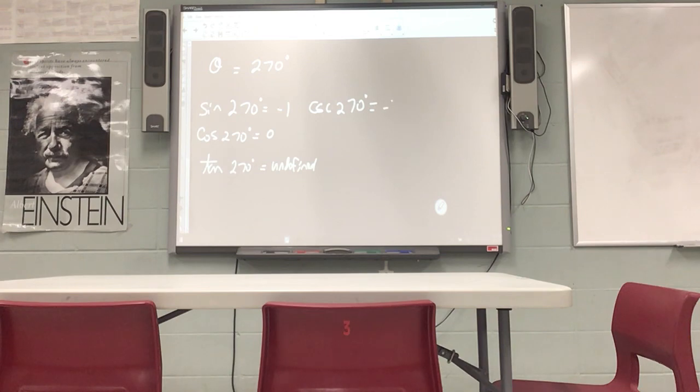Okay, look up here in the top right. -1 is the same as -1 over 1. So if you flip that, it's still -1 over 1, right? Okay. The secant. What's the reciprocal of 0? Error. Undefined, because I would put the 0 on bottom.